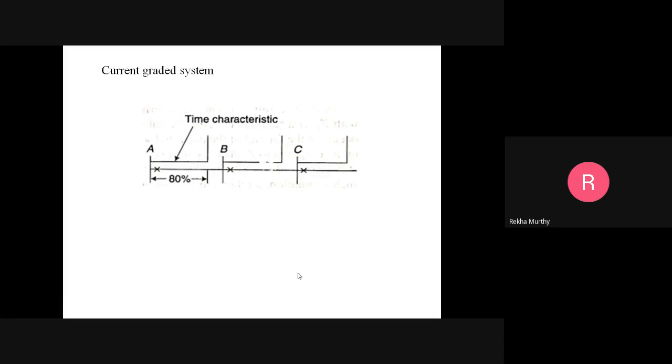But this ideal operation is not achieved, because of many reasons. The relay at A is not able to differentiate whether the fault is very close to B, on either side of B. If the fault is in the section BC, very close to station B, then relay A understands that it is in the section AB. This happens only when there is very little difference in the fault current.